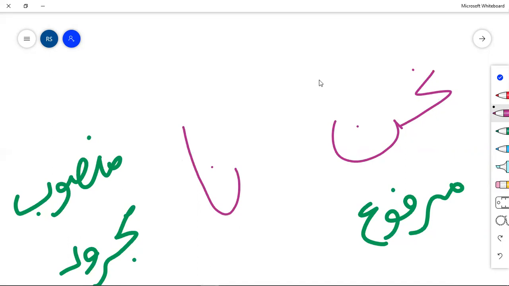So you need to remember this very important thing. Our time is also about to finish, so we'll stop here. Next time, inshallah, we'll continue from here. Any question?